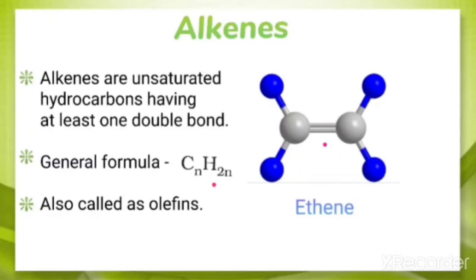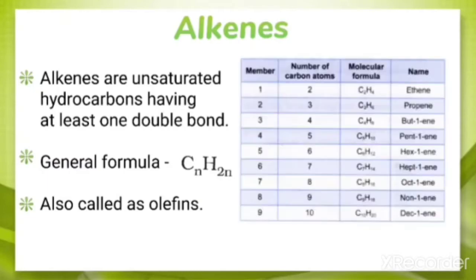The general formula for alkene is CnH2n, where n is the number of carbon. So if the number of carbon is n, the number of hydrogen will be 2n. Let us make the different molecular formulas depending upon the number of carbon. If 2 carbon are there, the molecular formula is C2H4. If 3, C3H6. 4, C4H8. That is, the number of hydrogen is double the number of carbon.